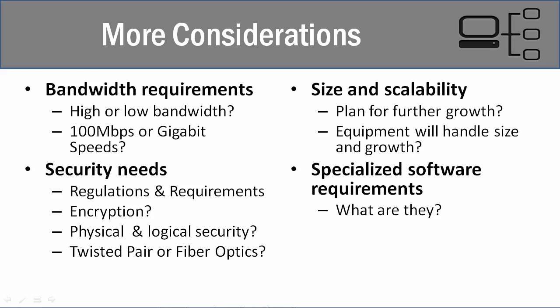And then lastly, we need to look at any specialized software requirements. So we need to understand what they are. We need to make sure that our network supports them. And a perfect example would be a dentist's office where they have specialized server and client software set up to manage their system, to manage their patients' records, and even do things such as digital x-rays. So we need to make sure that our network supports that as well. So those are just some basic considerations that we need to consider during our initial planning process.